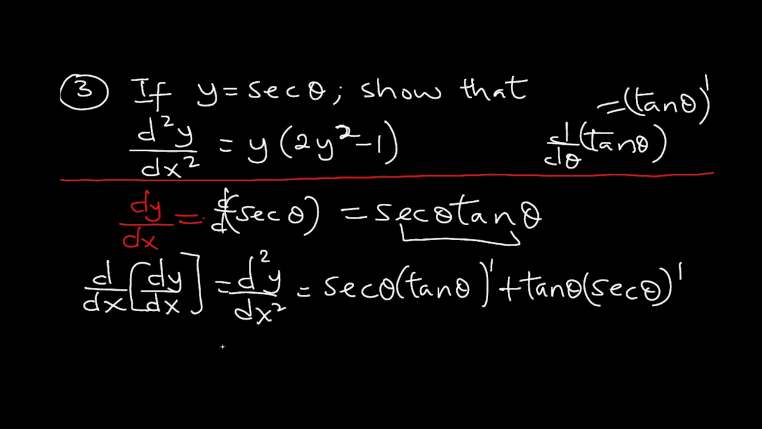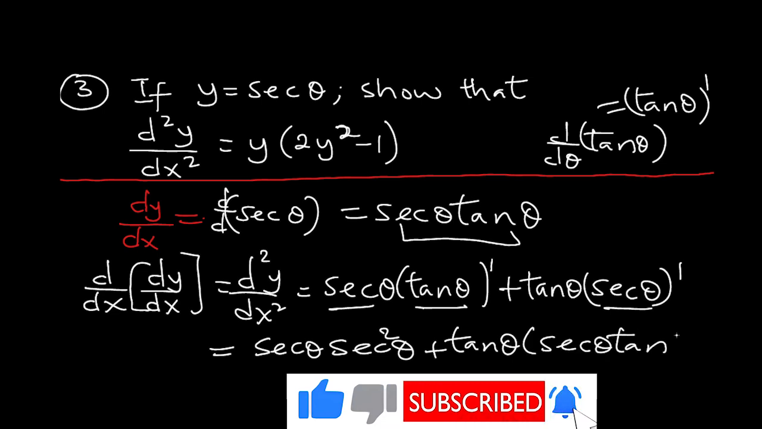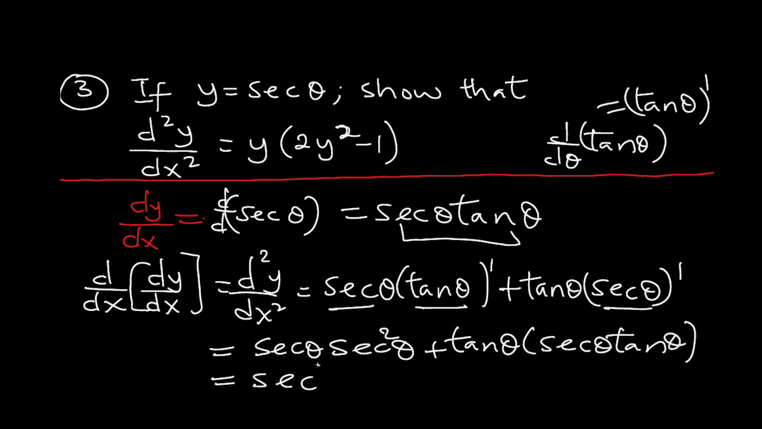Then the next thing to do now is to get the derivative of tangent. The derivative of tangent is sec squared theta, plus tan theta times the derivative of sec theta, which will give you sec theta tan theta. So this will be equal to sec cubed theta, and this one will be equal to plus sec theta tan squared theta. So that's what we have in that case.